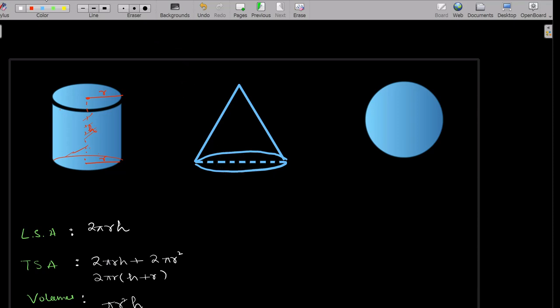Lateral surface. So in the cone you need three dimensions. You need the radius of the base, which is this. Then there will be this height, which is called the perpendicular height, h, and you will need this slant height.